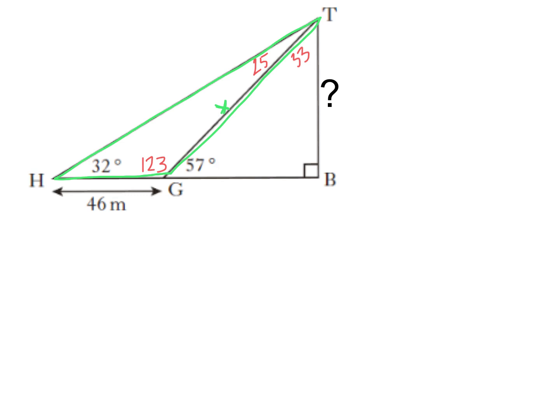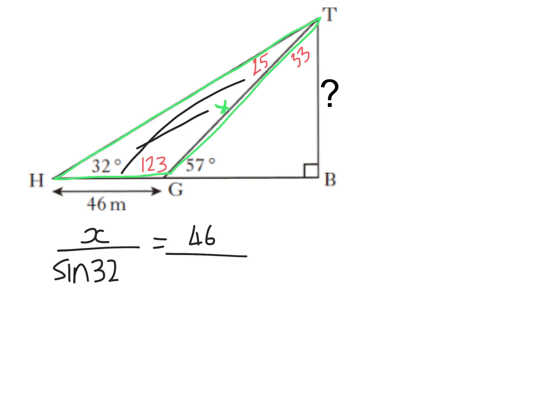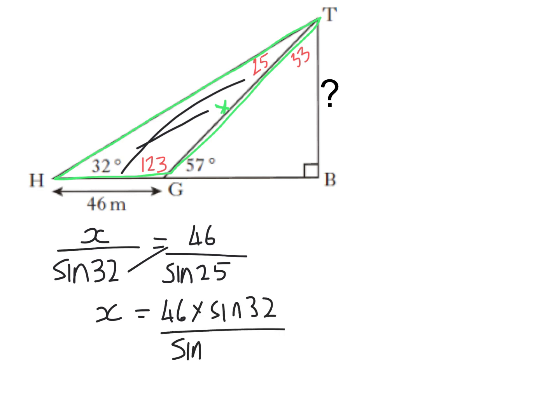Okay, let's have a look. It's up to you, you could draw this out again, or we're just going to focus on the HGT triangle. So to get X, it will be X over my unknown X over angle 32. So X over sine 32 equals the side you know, which is 46, over the opposite angle, which is the wee skinny one up the top, which is sine 25. I need to move the sine 32 up, so 46 times sine 32 all over sine 25.